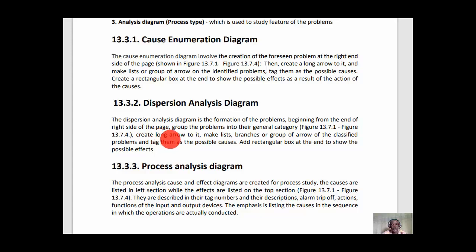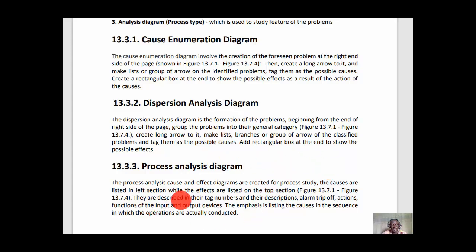The dispersion analysis diagram is the formation of the problem, beginning from the end of the right side of the page. Group the problem into their general categories, as illustrated in these figures. Create a long arrow to it. Make lists, branches, or groups of arrows of the classified problem and tag them as a possible cause. Add a rectangular box at the end to show the possible effect.